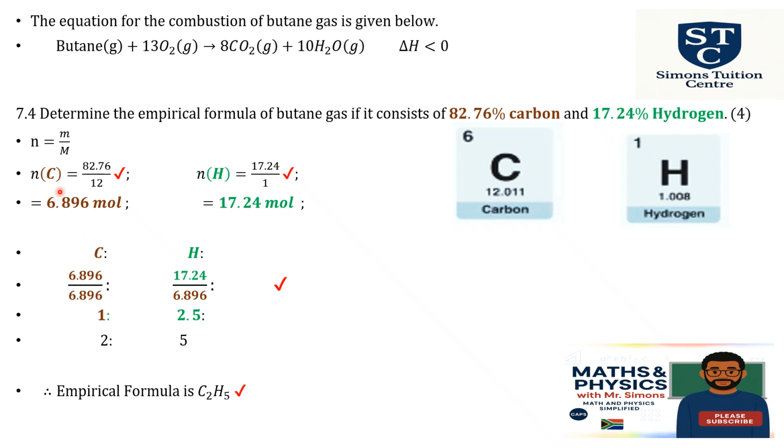To get the ratio of carbon to hydrogen, we always divide by the smallest of the two. So 6.896 divided by 6.896, 17.24 divided by 6.896. This gives me 1, and that gives me 2.5. There, if I multiply both by 2, that would become 2 and 5. So the empirical formula is C2H5. Right, and that's for my butane gas.